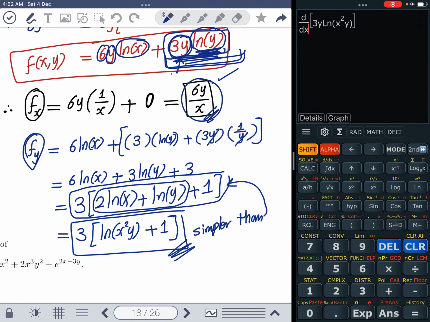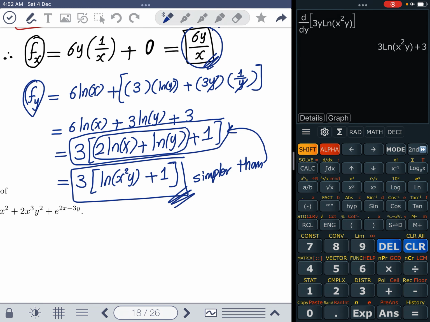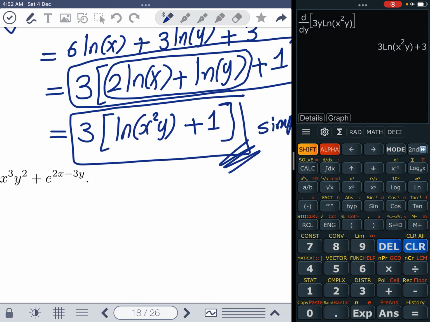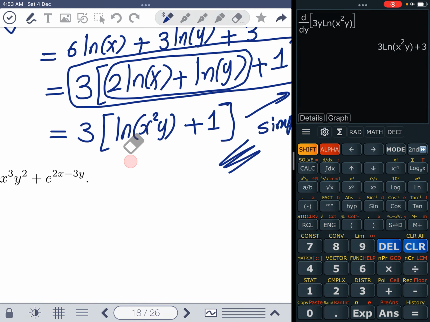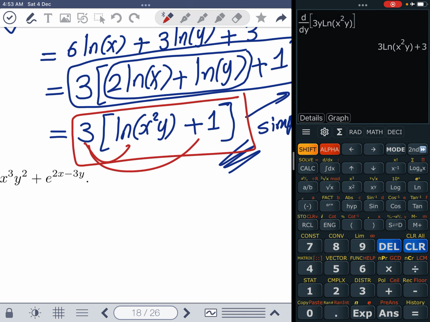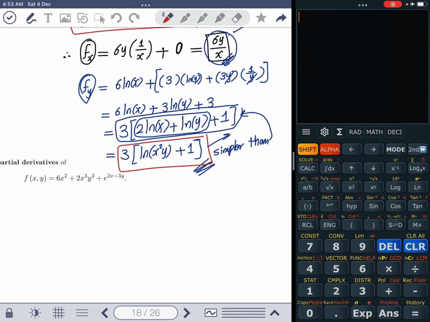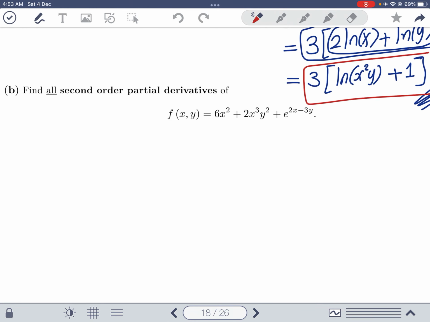And now with respect to y, let's see, the derivative is 3 ln x squared y plus 3. They multiplied it inside, so they get it like this. But I think that the way I wrote it here is kind of simpler, because you take the 3 as a common factor. You don't multiply it inside here and there like they did in the answer. It's okay. It's the exact same answer. So both of them are correct. Perfect. Let's go then to the second part, or part B.